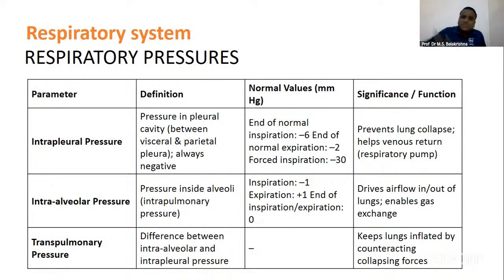Because of this intra-alveolar pressure, the balloon-type sac, the respiratory unit you have seen, drives airflow to suck air in and out of the lungs. If you take it out of the lungs, it will flow. Because of the intra-alveolar pressure, exchange of gases takes place; it enables gas exchange. So, which pressure? It is the intra-alveolar pressure. So, this is a very, very important pressure.